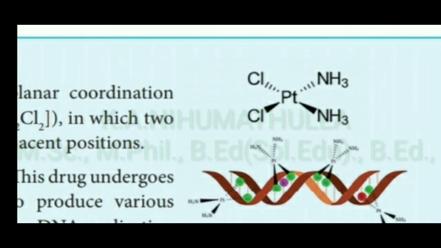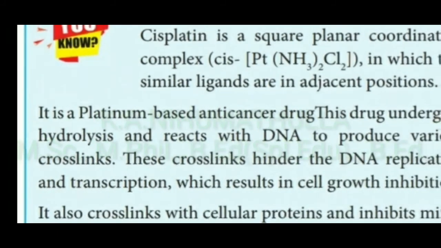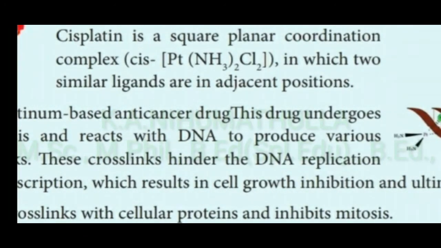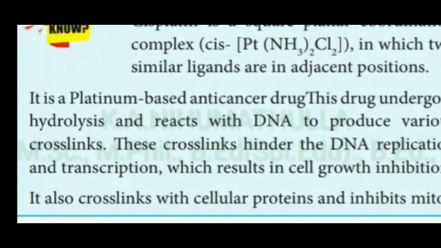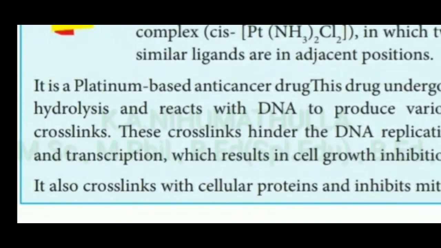How is cisplatin used to cure cancer? So, cisplatin is a platinum based anti-cancer drug. This drug undergoes hydrolysis. When the medicine cisplatin is injected into the body, the drug undergoes hydrolysis and reacts with DNA to produce various cross links.